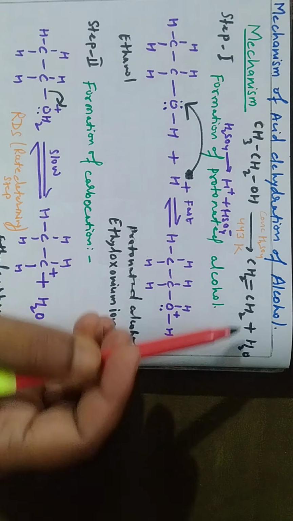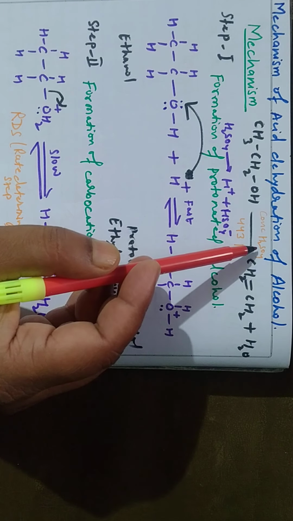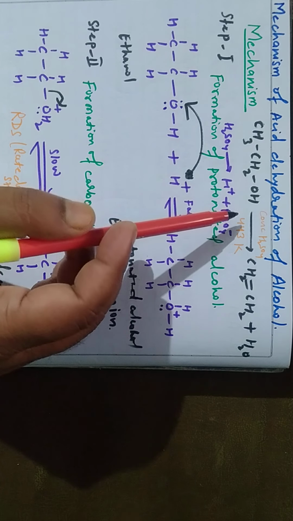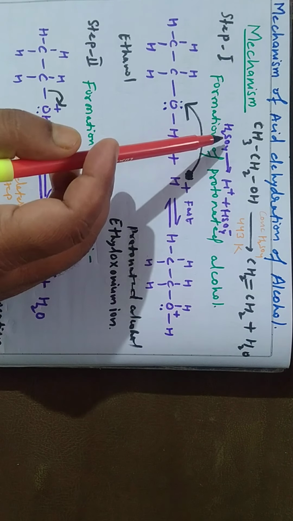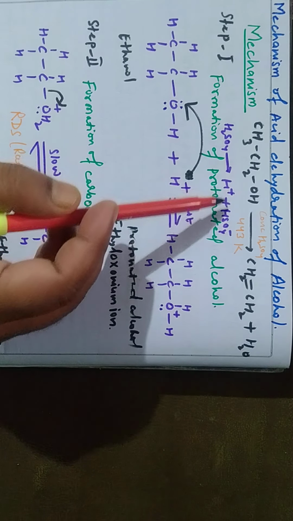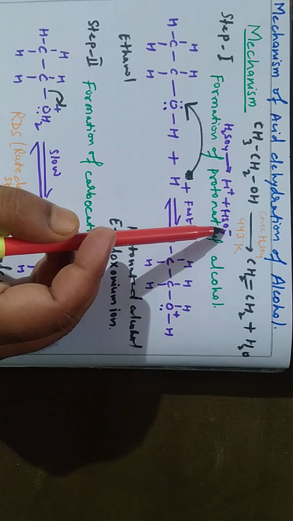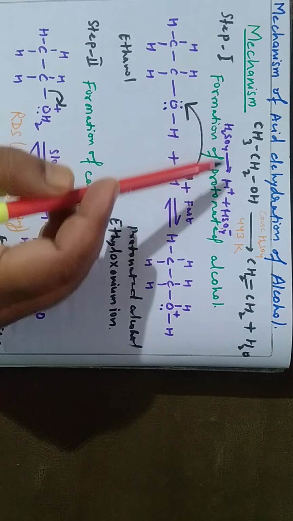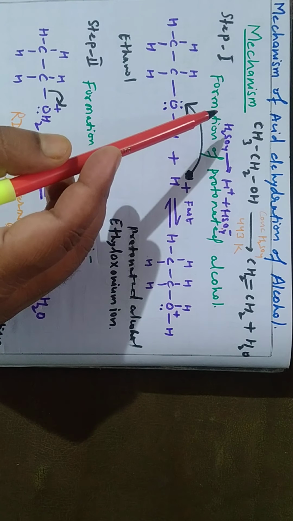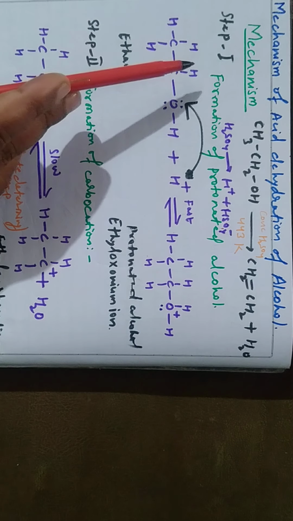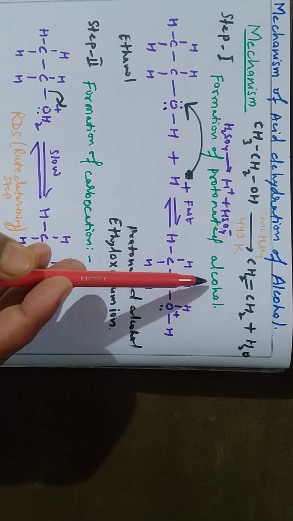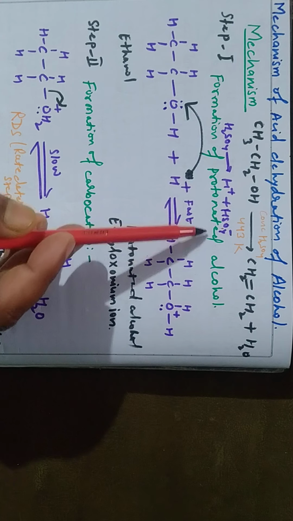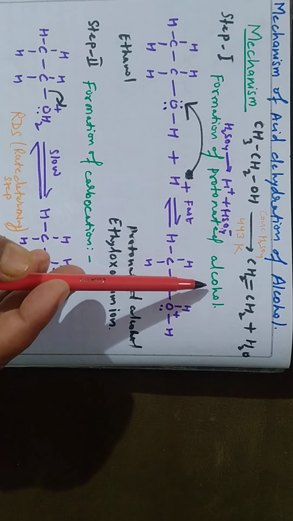and water. Now, instead of H2SO4 we can also use concentrated H3PO4. Now in this reaction, first of all, concentrated H2SO4 dissociates into H+ ion and HSO4- ion. The mechanism of this reaction occurs in 3 steps. In the first step, protonated alcohol is formed. So formation of protonated alcohol is step 1.